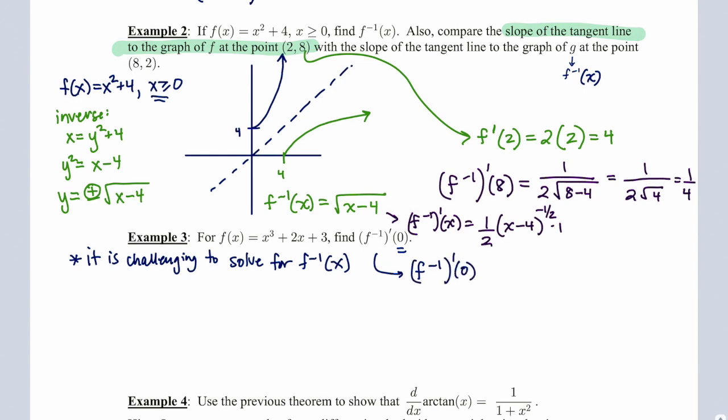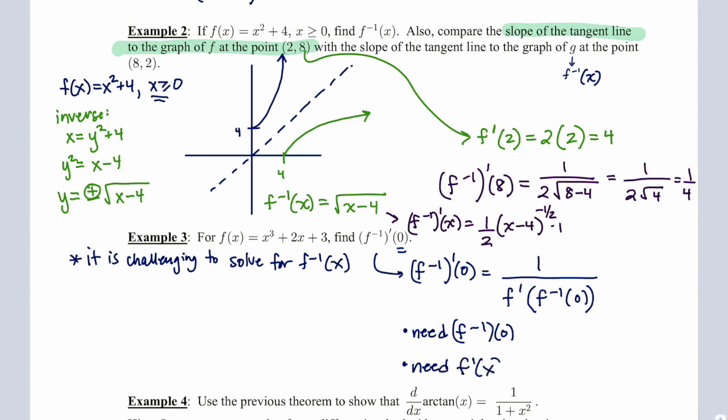So this would say the inverse derivative at 0 is the reciprocal of the derivative of the original function at f inverse of 0. So to find the value I'm looking for, I need to determine what f inverse of 0 is, and I need a formula for f prime of x. f prime of x will be easy, right? That's just 3x squared plus 2.